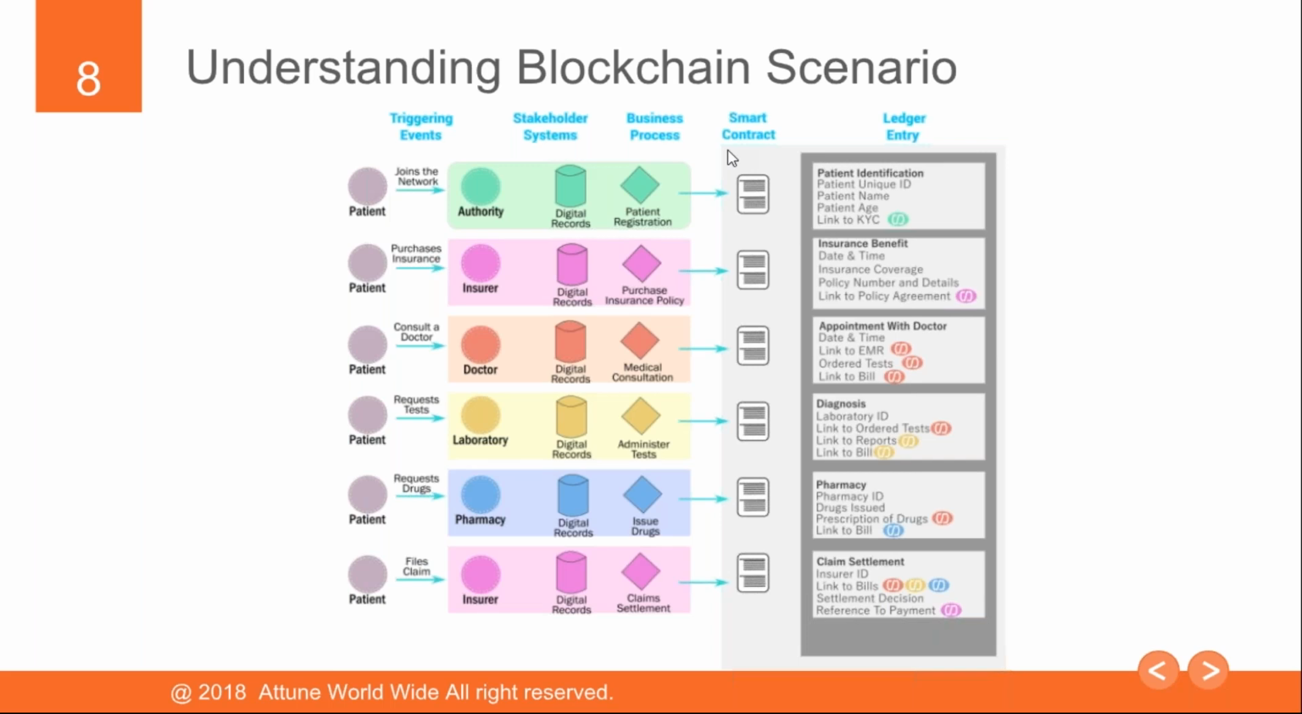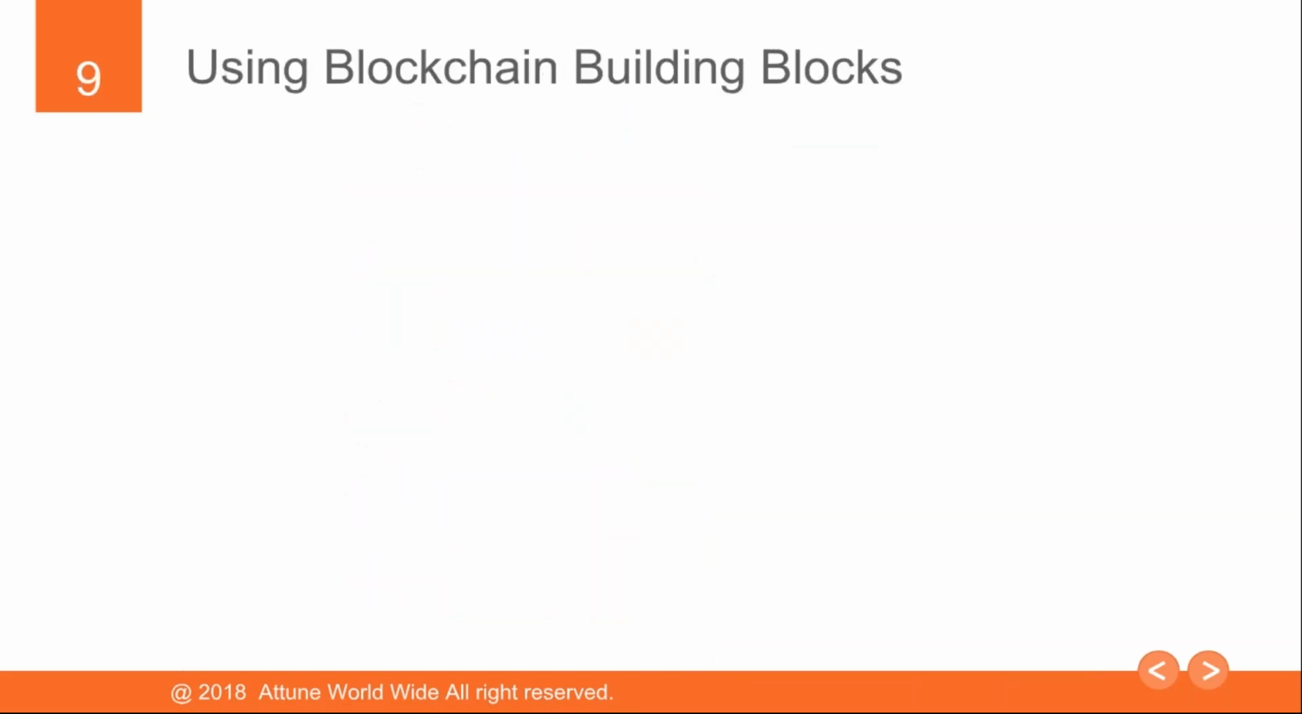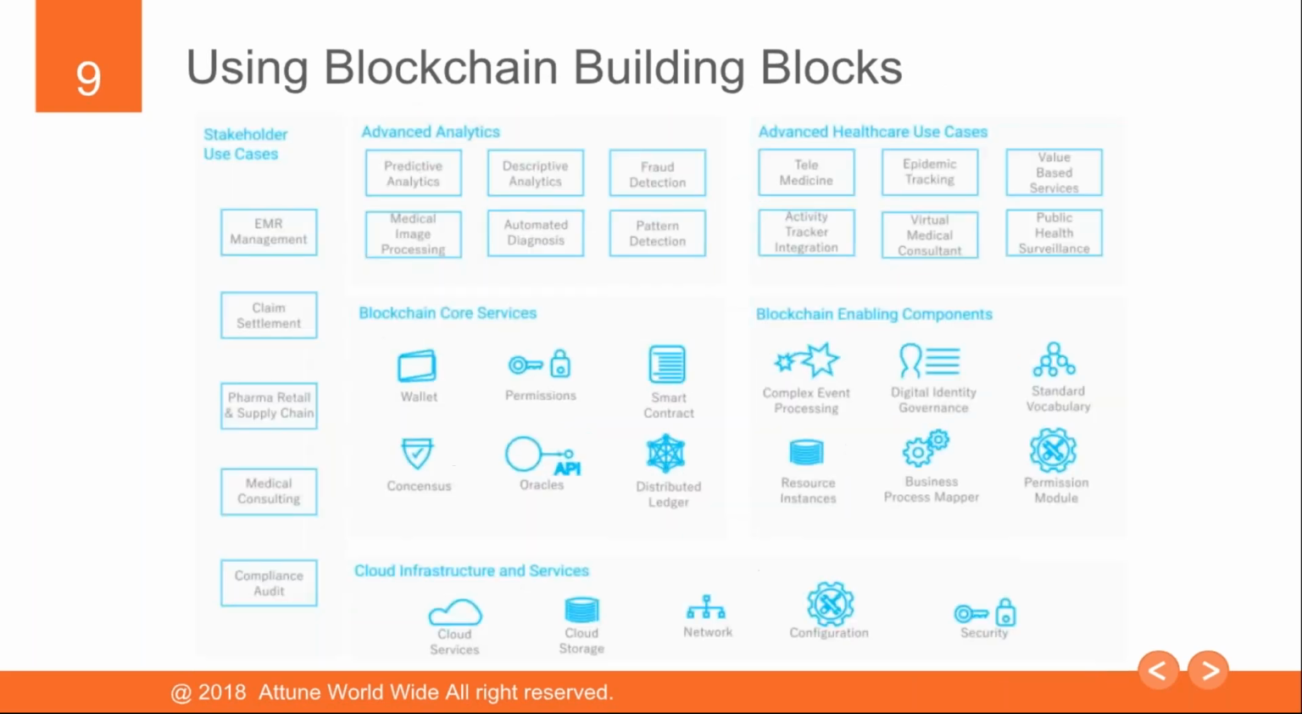Okay, so now we are going to see what the important blockchain building blocks are, which means the important points that come into the scenario. If we look at the use cases, EMR management is there, claim settlement is there. So what are the terminologies, what are the things that can be done? Now, what are the advanced analytics? Predictive, medical image processing, descriptive analysis, automated. Everything will be available in advanced analytics. And in terms of healthcare, medical checkup will be there, telemedicine will be there, public health surveillance will be there. And if we come to the middle of the image, we will see the block core services.